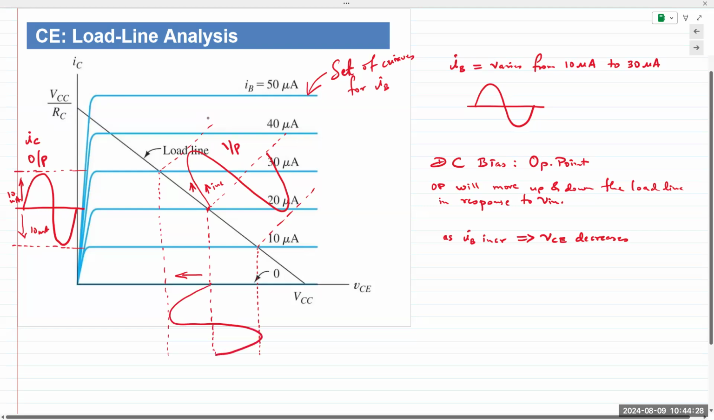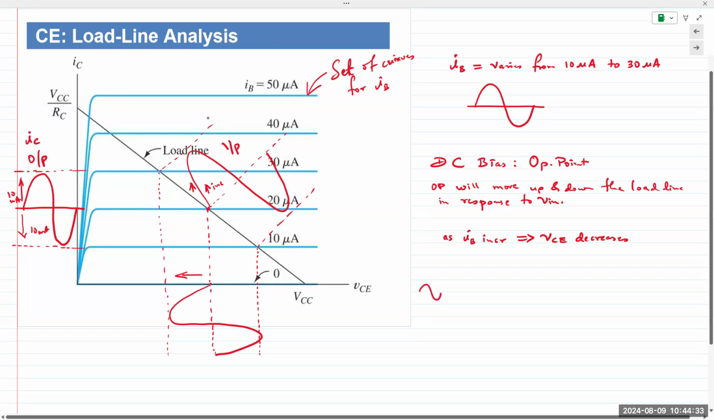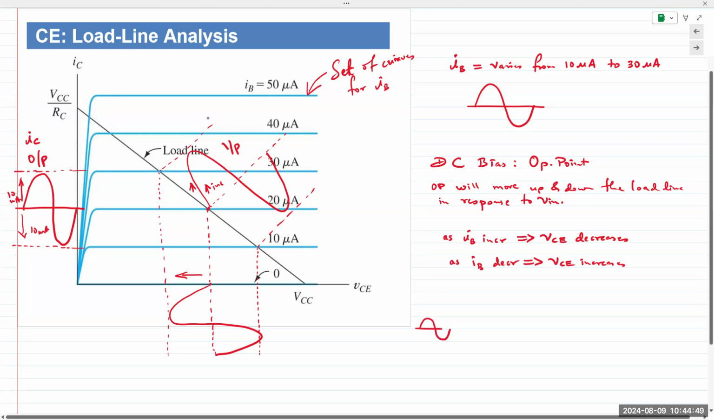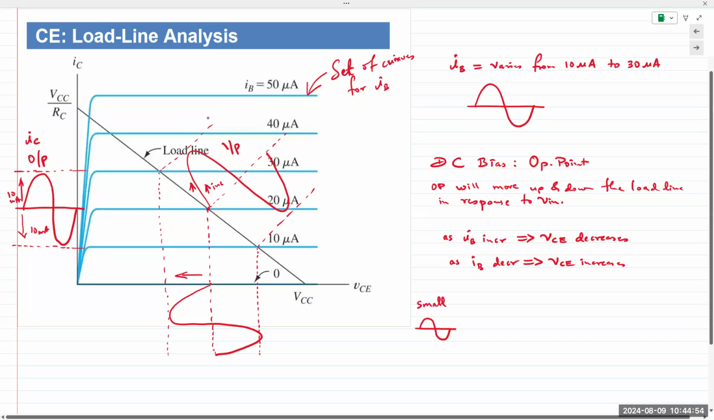So what can we say about this waveform? If you give a small input, let's write this down first, if IB correspondingly decreases, then VCE increases. So if you apply a small sine wave at the input, you add the DC biasing voltage to it, and the result is an amplified output.